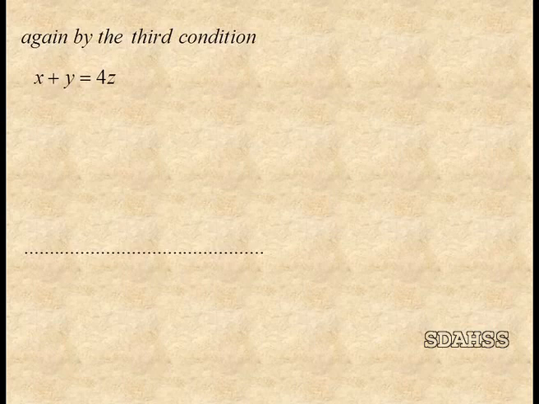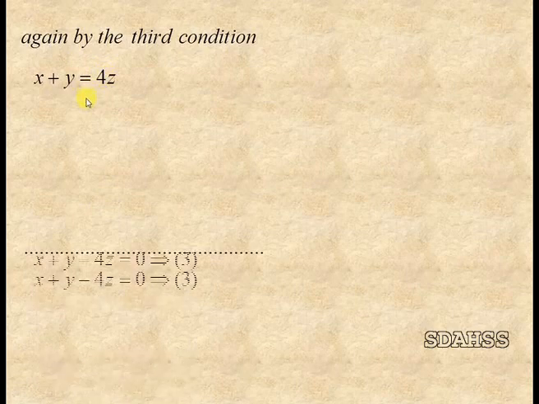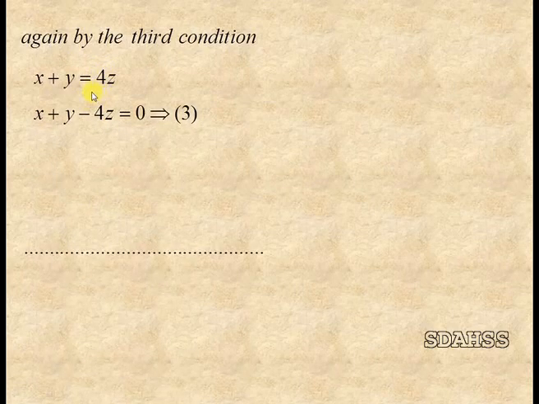So 4z is equal to... exceeds the number of students of section A by the number of students in section B. So x plus y is equal to 4z. Bring this 4z to the other side, it becomes negative. So x plus y minus 4z is equal to 0. Mark it as third equation.